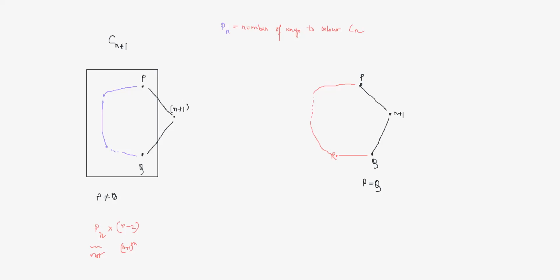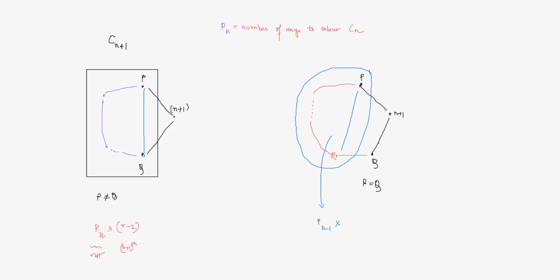Okay, let me just take a better one. You can color this cycle. Since P is not equal to R, you can actually draw a line in between just like this. You can color this cycle of length n minus 1, and P and Q are the same. So essentially, for this one you can color n here and n minus 1 here. So it's Pn minus 1 actually.